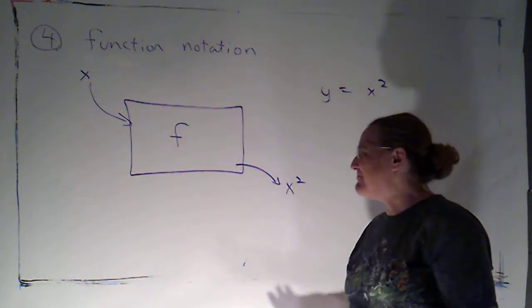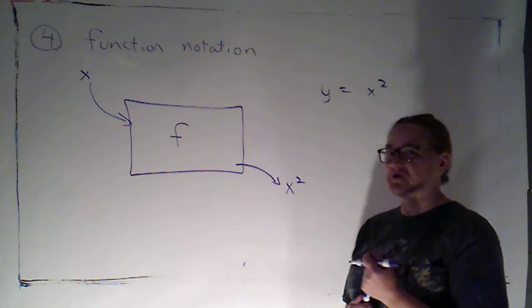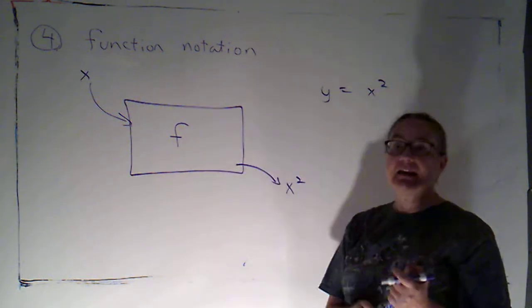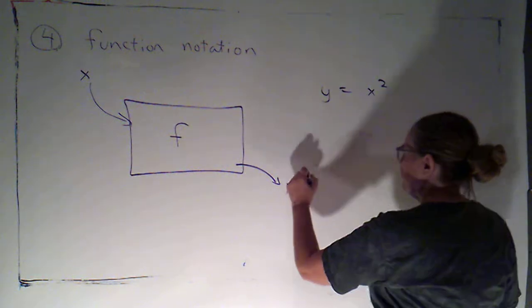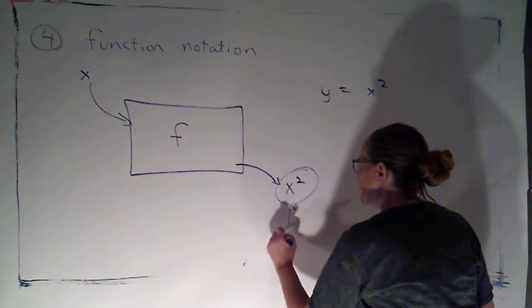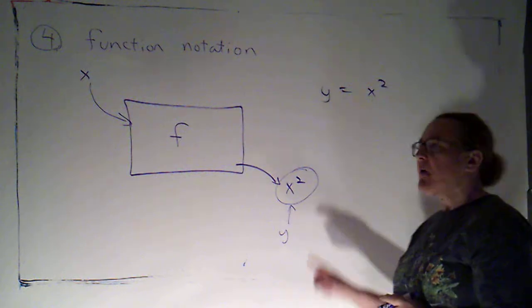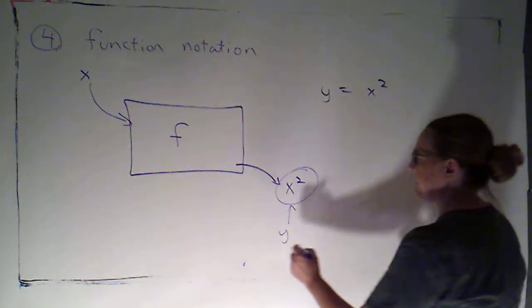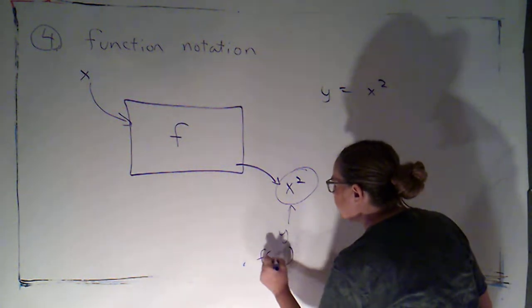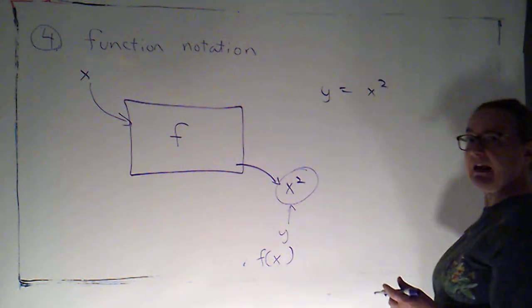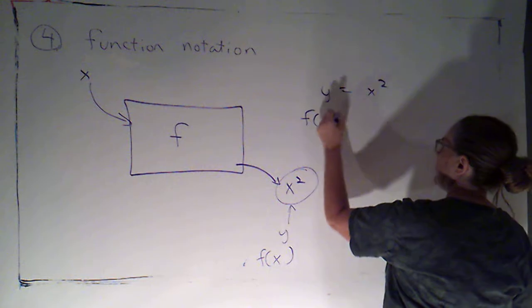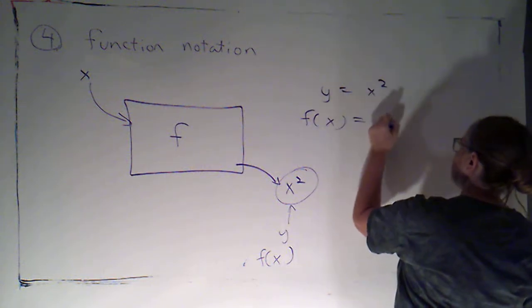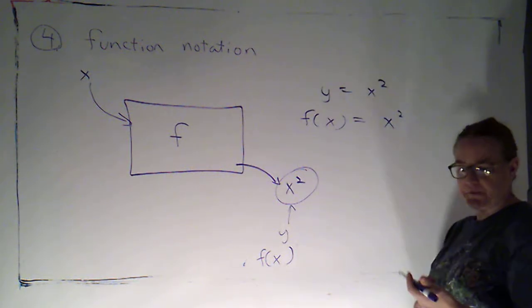It's a very common name for functions because, of course, the word function starts with an f, although we can use any letter that we want to. And this output, we're saying that output is our y value, but we have another name for that that we can use. We can call it f of x. So I could write this, instead of y equals x squared, f of x equals x squared.